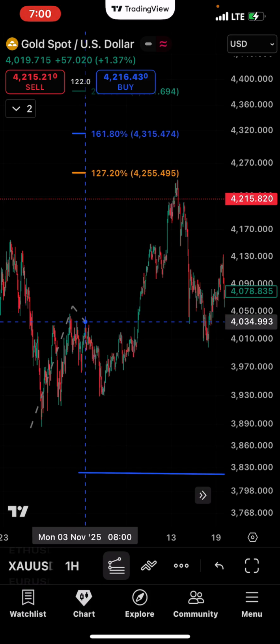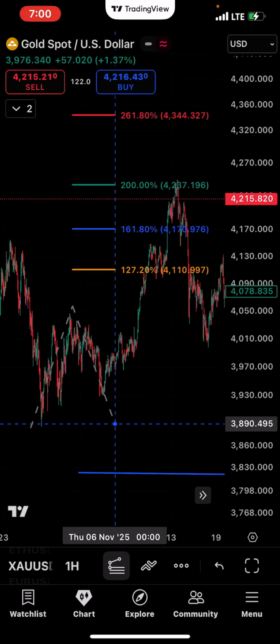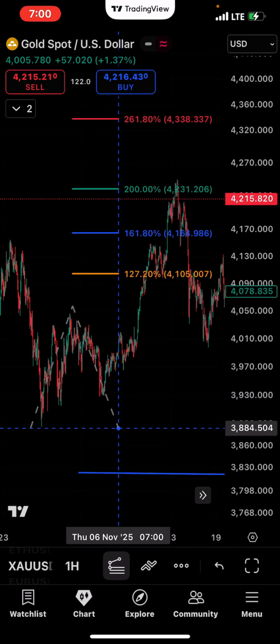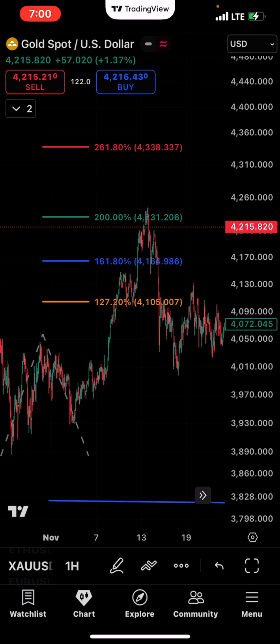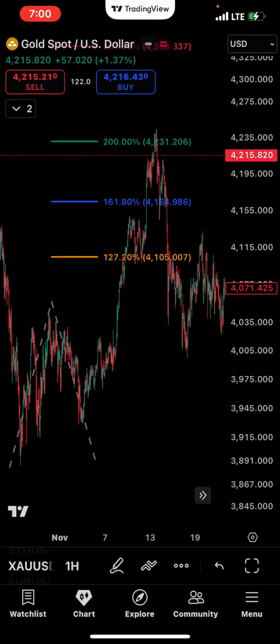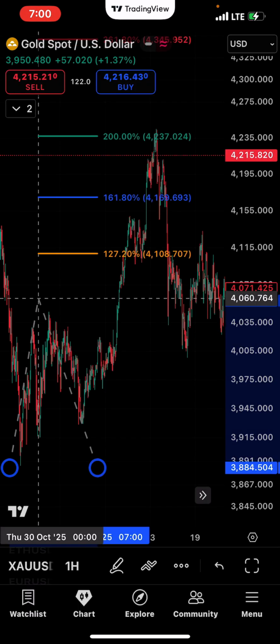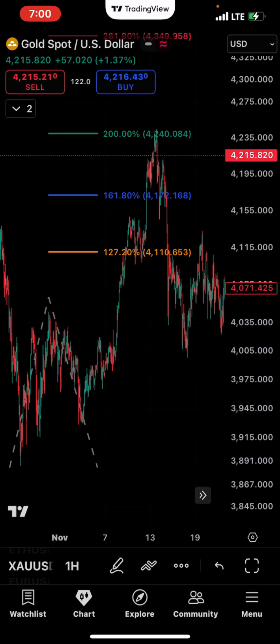Now you draw it here, then you drag it down like a triangle. You drag it down like a triangle. Now this is 1 hour. This is how to draw your extension in 1 hour.